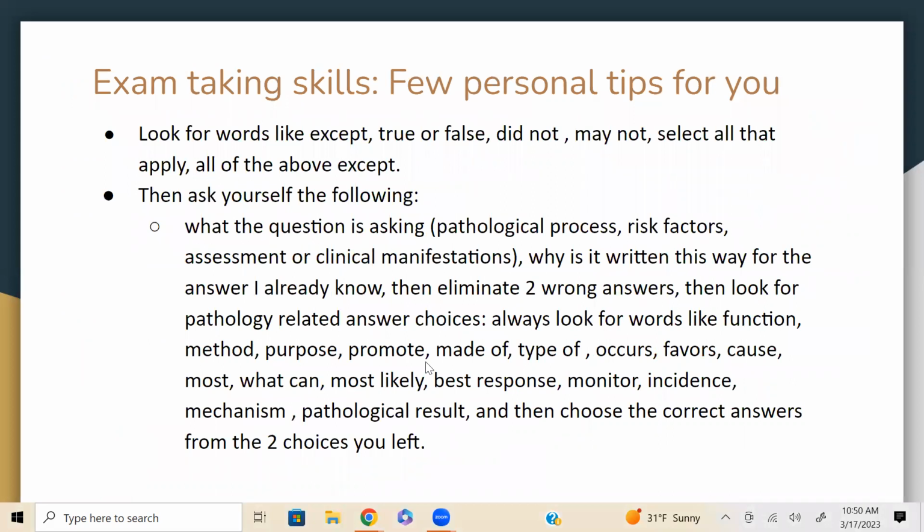Once again, I'm going to reinforce that in the exam setting, no matter which exam you're taking, look for keywords like except, true or false, did not, may not, select all that apply, all of the above. These are the keywords they use to distract students from picking the right choices. You know the answers, you know the content, you know the materials. You miss it by not breaking down the question and looking for these key points. So hopefully this will help you, okay?